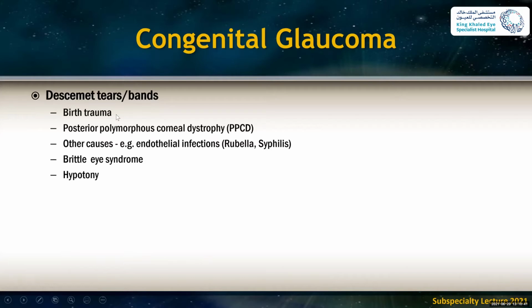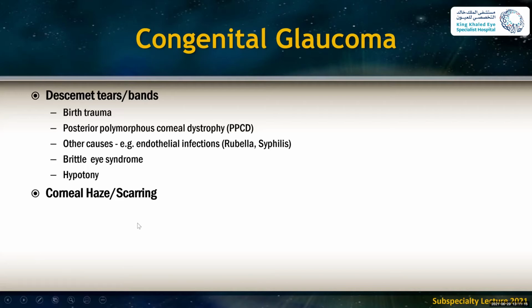Each one of them has its characteristic. Usually birth trauma gives vertical linear breaks, while Haab striae can be linear with the limbus. Posterior polymorphous corneal dystrophy, and of course birth trauma, usually forceps delivery, and so on. And other causes of endothelial infection: rubella, syphilis, brittle eye syndrome, hypotony, and these things. And it is not that difficult to figure out the real congenital glaucoma from such conditions.